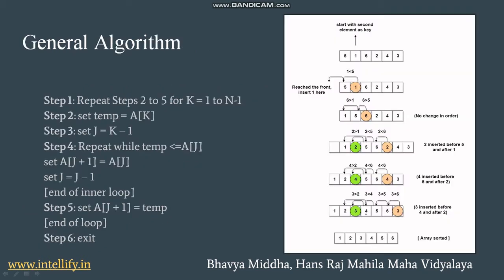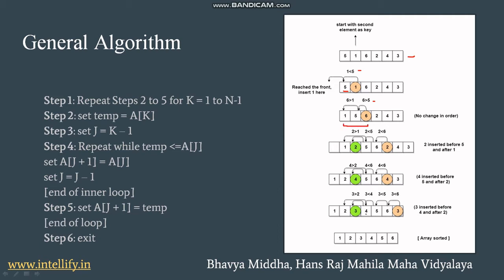Dear students, if you understand the general algorithm, it will be easier for you to develop the code. First, have a look at this detailed picture. Our array is unordered. It consists of 6 elements. The first element, that is 5, is already considered to be sorted. The second element, that is 1, is compared with 5. As 1 is less than 5, it is shifted towards the left. 1 reaches the front. Then we compare 6 to 5 and 1. 6 is greater than 1 and it is greater than 5, so there is no change in order.